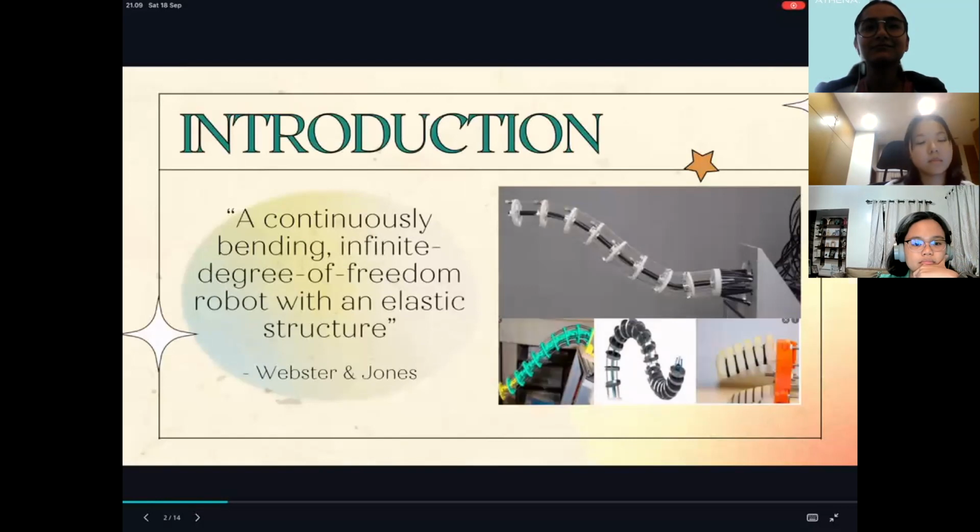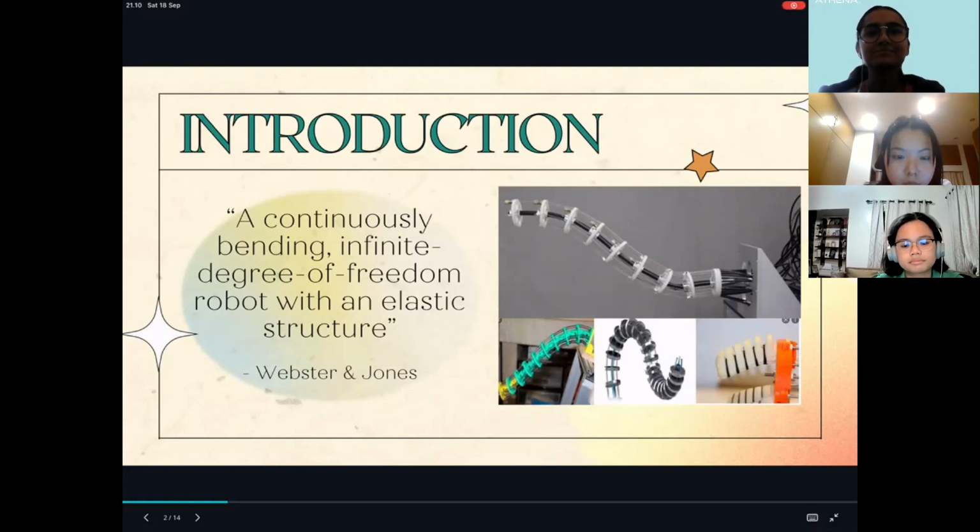So to start with, you may be asking, what exactly is a continuum robot? Well, here in this slide, we have a definition taken from an existing paper by Webster and Jones, and they define a continuum robot as a continuously bending, infinite degree of freedom robot with an elastic structure. So these robots have an infinite number of joints, which allow them to have various bending capabilities. Like they're able to manipulate objects in complex environments and also navigate their way through confined spaces.